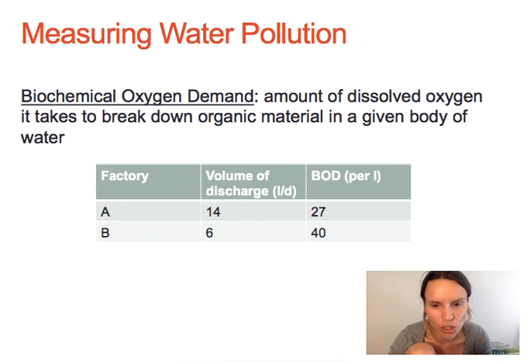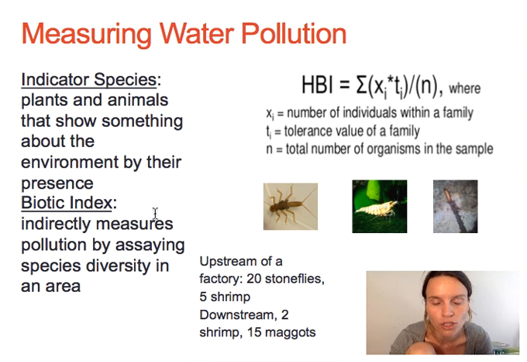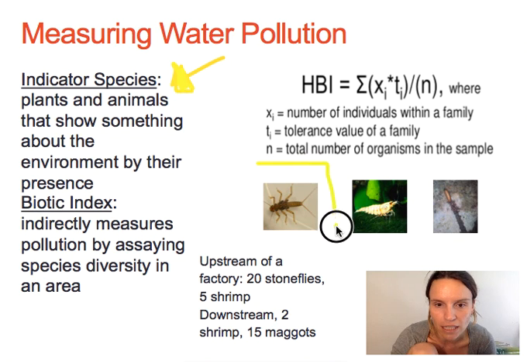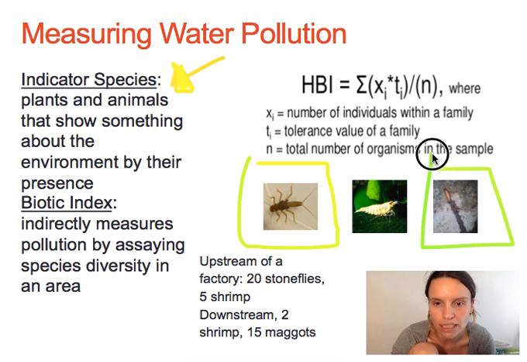But that's not the only way that you can measure pollution. You can also look at indicator species and biotic index values. So an indicator species does exactly what it sounds like. It indicates something about its environment due to its presence or absence. So if there are a lot of stonefly nymphs, that's usually an indicator of a healthy environmental system like this. If there are a lot of rat-tailed maggots, it's usually an indicator of a not very healthy environmental system.